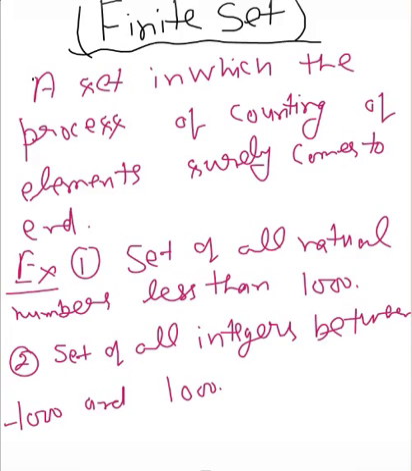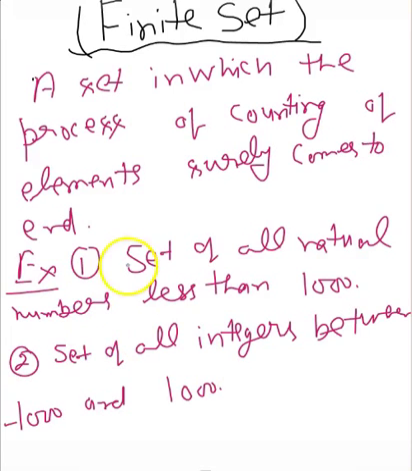As the name already says, finite sets. A set of elements which are finite in number, such type of sets would be called a finite set. Basically we can count and tell the total number of elements present in this particular set. So that set would be called a finite set.